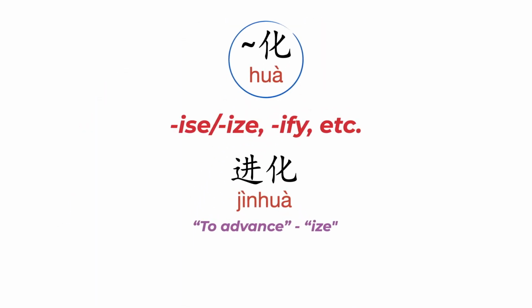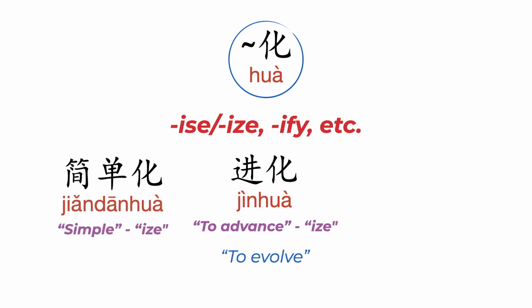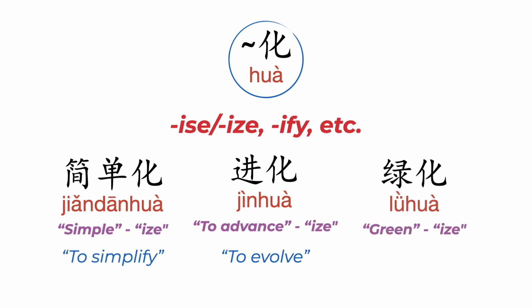化. Well, this character means change. So it's like, something if I, something eyes. But again, simpler than English. 进化. Advance plus eyes, to evolve, right? So 进化 is evolve. 进化论 is the theory of evolution. 简单, simple. 简单化, simplify. 绿, green. 绿化, greenify, or a forest. So basically, like the green movement is in a process of 绿化.